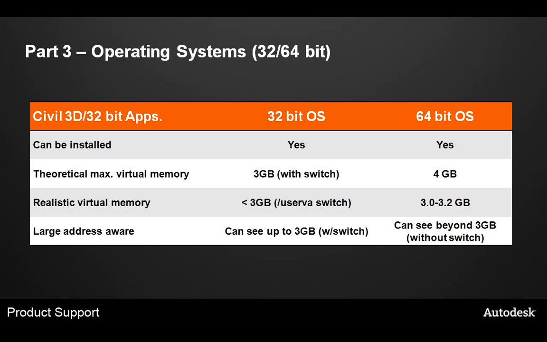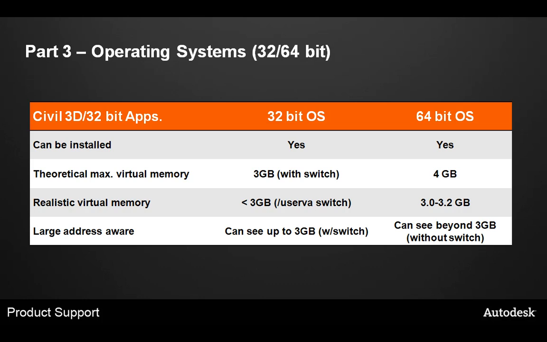However, we have what's called a 3 gigabyte switch. What that does is it forces the operating system to give up 1 gigabyte of virtual memory and give it back to the application. So the application then uses 3 gigabytes and the operating system is limited to 1 gigabyte. Now in the 64-bit OS, the theoretical maximum virtual memory limit is 4 gigabytes, once again for a 32-bit application.